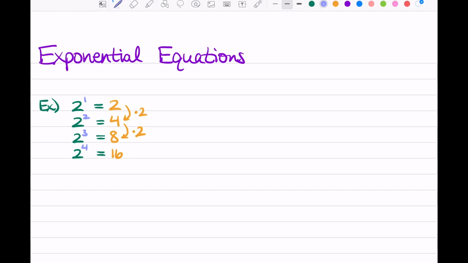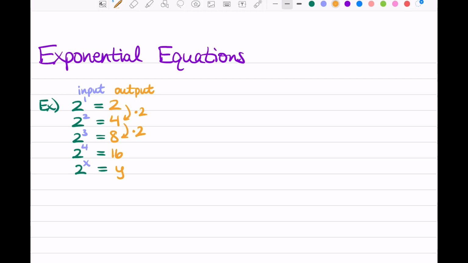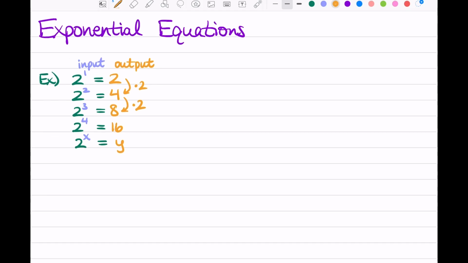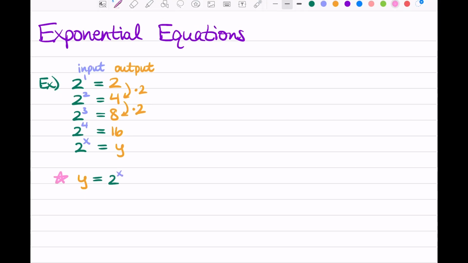And if you consider our exponent as an input, and our answer here as an output, we can create a new kind of equation. We can say that 2 to some power x equals some answer y. And if we reverse the order, we would get y equals 2 to the x. So this is our new type of equation. We call it an exponential equation because our input is going to be an exponent.